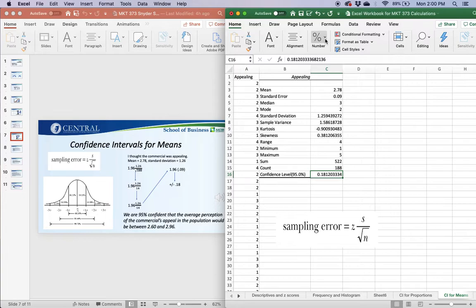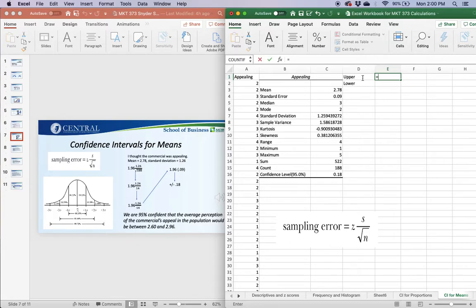And here we are again with the confidence level. This number at the bottom, 0.18, the confidence level of 95%, this is our sampling error, right? So here's the formula for sampling error that we followed in calculating our sampling error about the mean by hand. Well, here it is, already calculated by Microsoft Excel for us, and now all we have to do is calculate the upper and lower bound of our confidence interval.